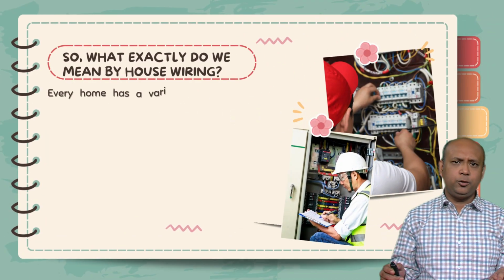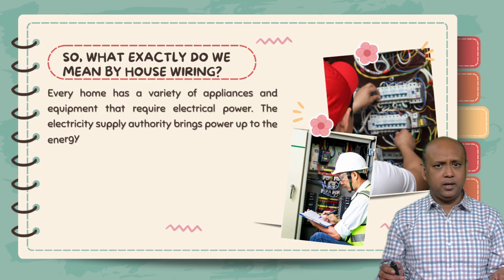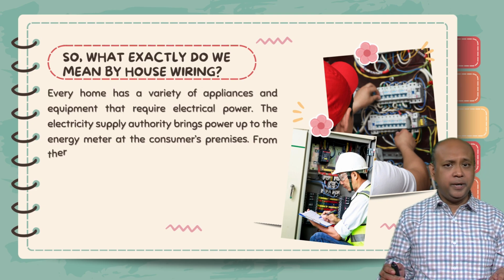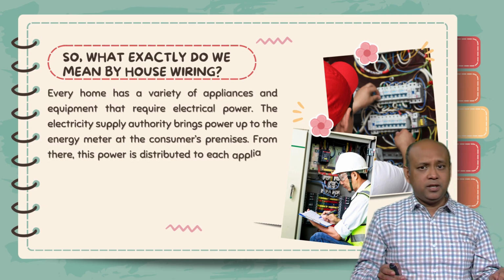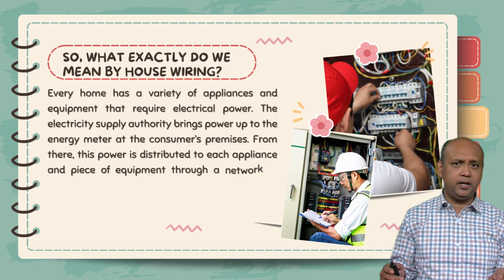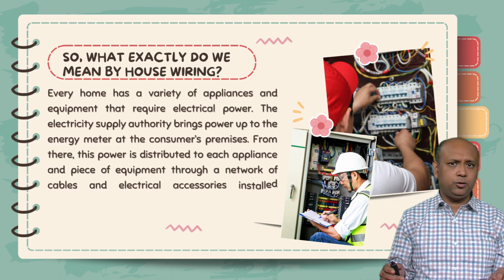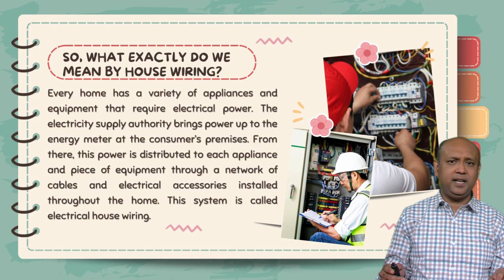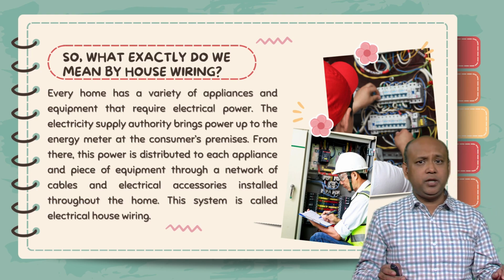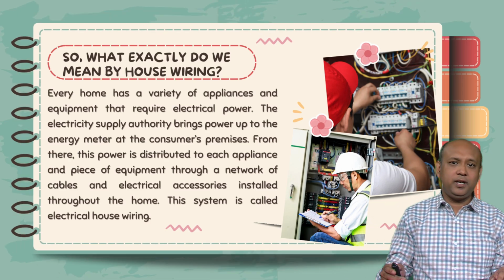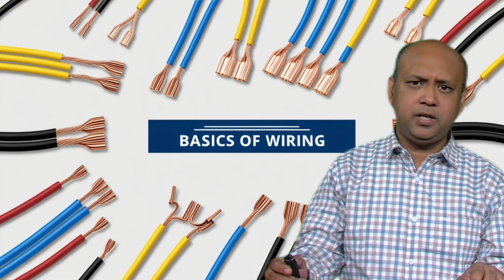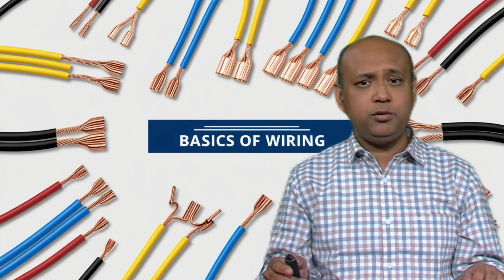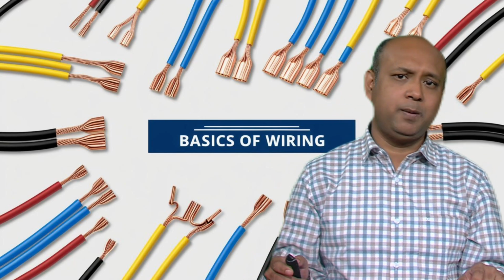So what exactly do we mean by house wiring? Every home has a variety of appliances and equipment that require electrical power. The Electricity Supply Authority brings power up to the energy meter at the consumer's premise. From there, this power is distributed to each appliance and piece of equipment through a network of cables and electrical accessories installed throughout the home. This system is called electrical house wiring. In simple terms, house wiring is the distribution of power within the consumer's premises.